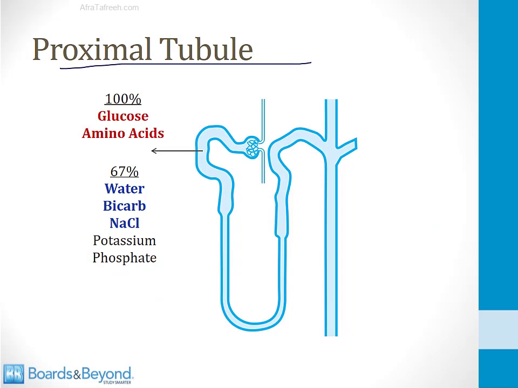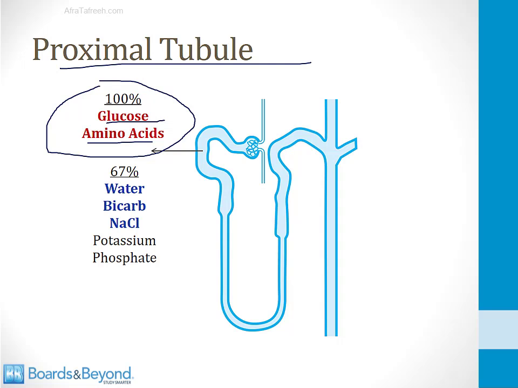I like to think of this section as the workhorse of the nephron. It reabsorbs more solutes than any other portion of the nephron, and we'll talk about this as we go along. First of all, this section of the nephron reabsorbs 100% of glucose and amino acids under normal circumstances. These are very useful solutes to the body. Glucose obviously is an energy source, and amino acids are important for protein synthesis. The body does not want to lose these in the urine, so any that get into the nephron through the glomerulus are going to be completely reabsorbed in the proximal tubule under normal circumstances.